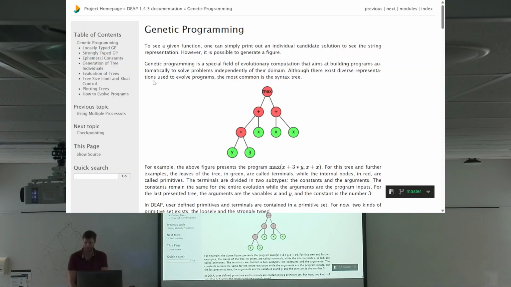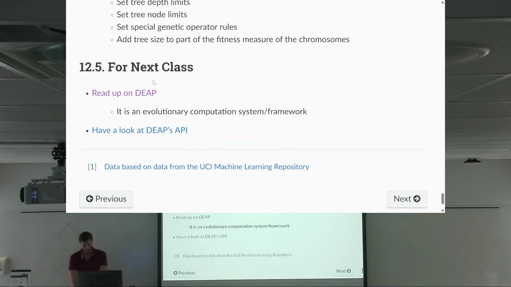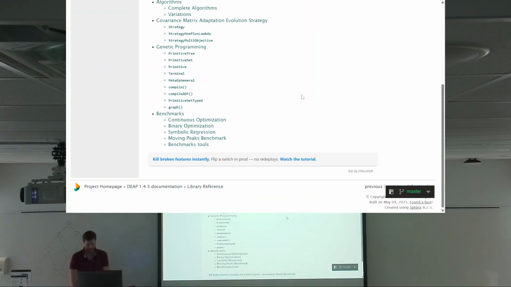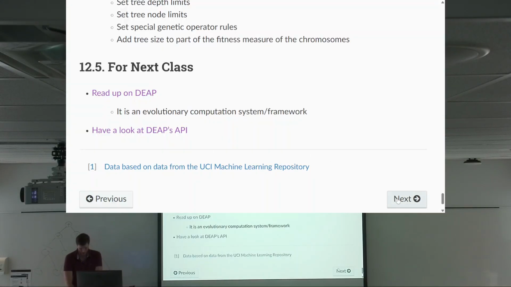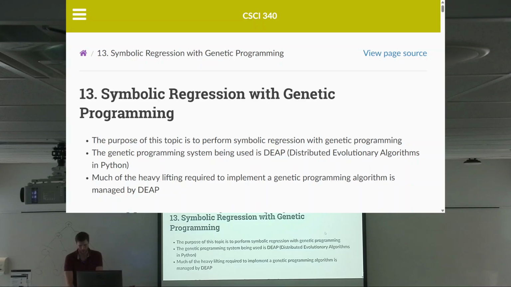So yeah, DEAP. It's great. There's a massive API. Don't go memorize this. That would be psychotic. Don't do it. But it exists. Again, read the documentation. Cool. Okay.